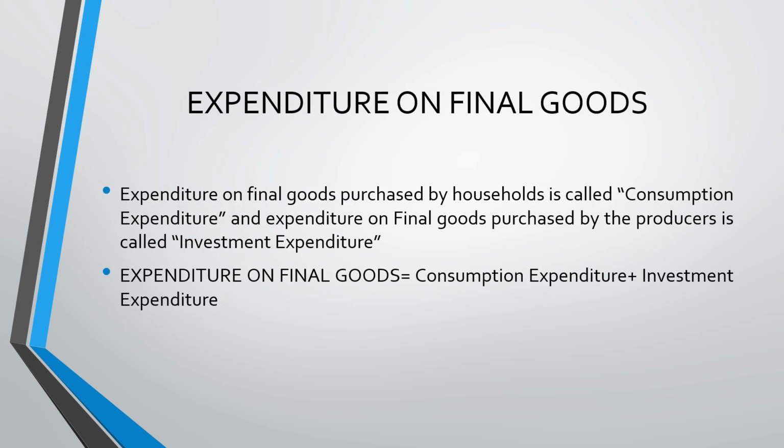Now, one concept in the midway I want to tell you, which often gets confused with other things: expenditure on final goods. How do we come to know about expenditure on final goods? Expenditure on final goods purchased by households is called consumption expenditure, and expenditure on final goods purchased by producers is called investment expenditure. So, if someone asks you what is the expenditure on final goods, then it is the combination of consumption expenditure and investment expenditure. Both of them, when we combine together, make up expenditure on final goods.